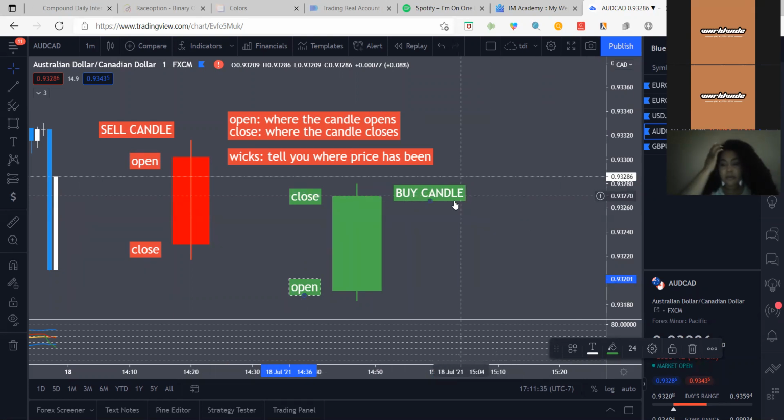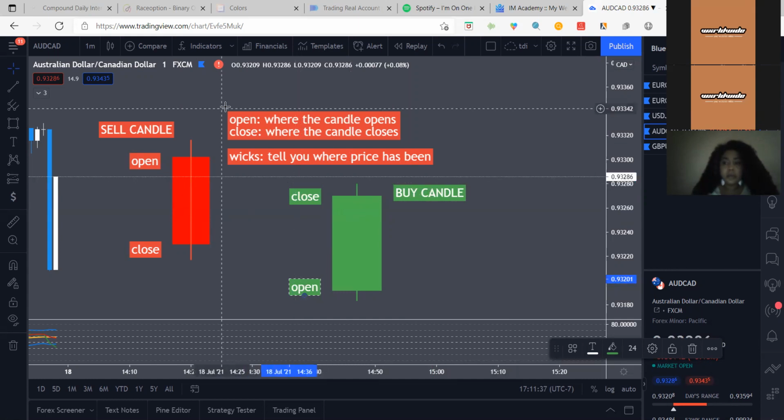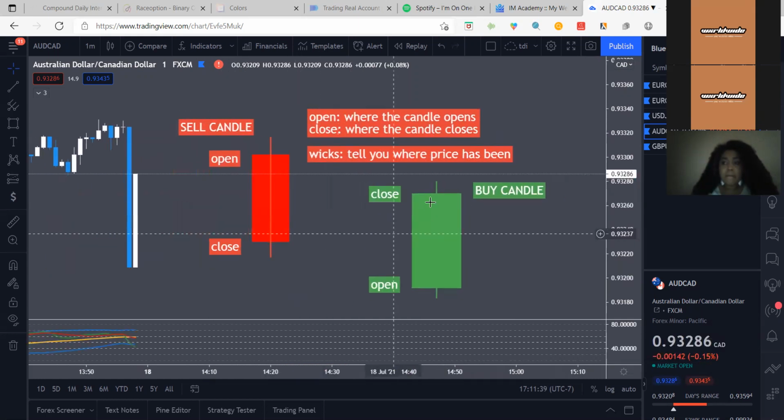Now, what I need y'all to understand next is the same thing with the wicks. Price can go up and down, no matter what the case may be, but it closed here. So that's the difference between the candle body and the candle wicks.